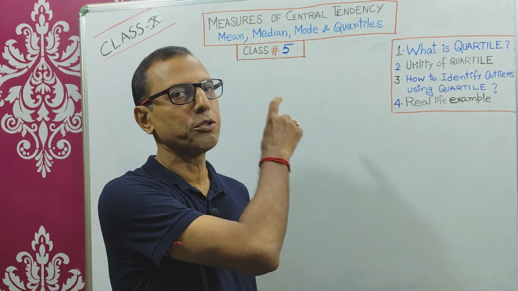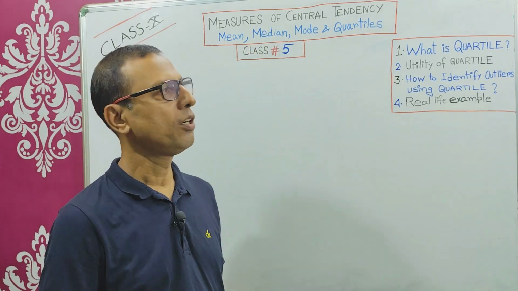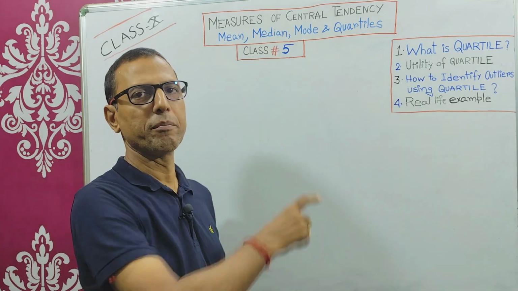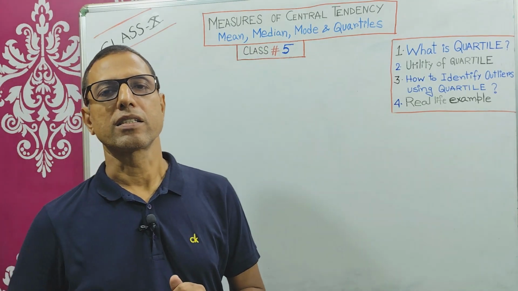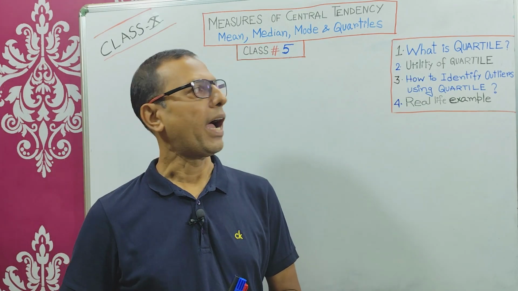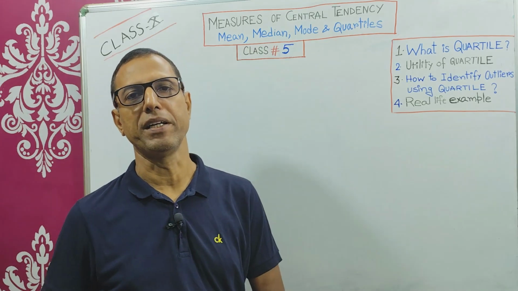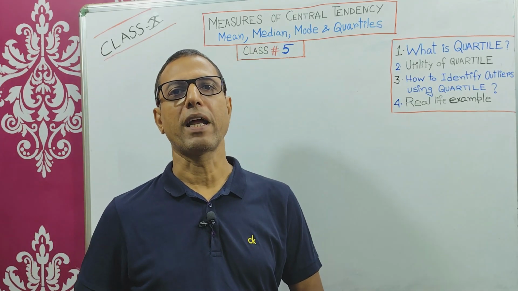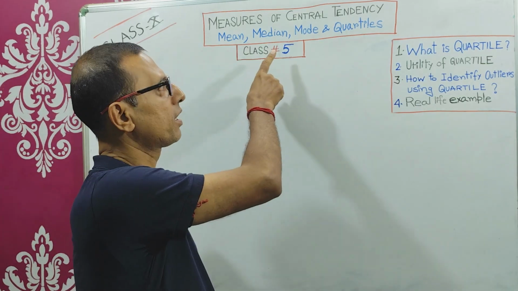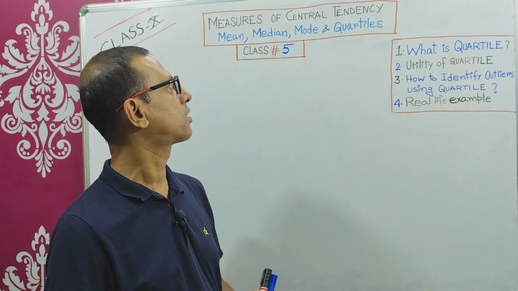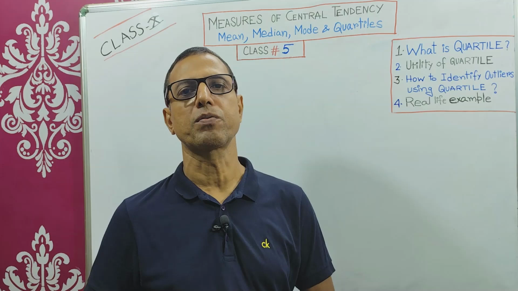So today we are going to start our fifth class on measures of central tendency. Already we have covered mean, median and mode part. In the first video I have covered the concept of mean, median, mode, and also how to determine mean and median both for ungrouped and grouped data, that is both for continuous and discontinuous data. In the last video, that is class 4, I also explained why these mean, median, mode are called the measures of central tendency.